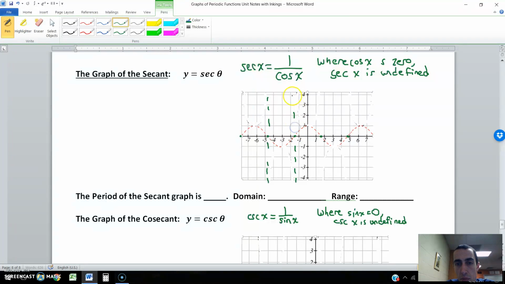Yeah, those lines all too often disappear on me, don't they? I found that if I make them a little curved, then sometimes it'll take it. So we draw in those asymptotes.